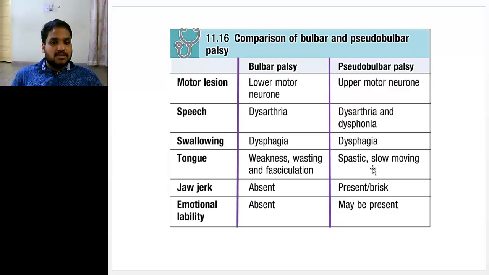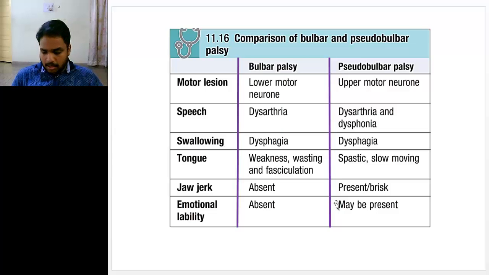While in pseudobulbar palsy, the tongue is spastic and it is slow moving, right? And if you elicit the jaw jerk, it would be absent in case of a bulbar palsy, while in pseudobulbar palsy, the jaw jerk would be brisk, fine. And emotional lability is absent in case of bulbar palsy, but may be present in case of pseudobulbar palsy.